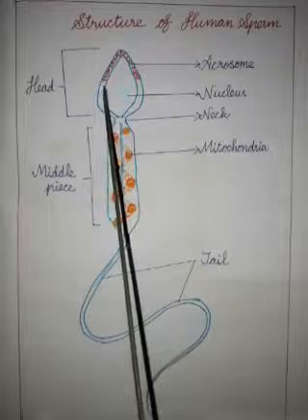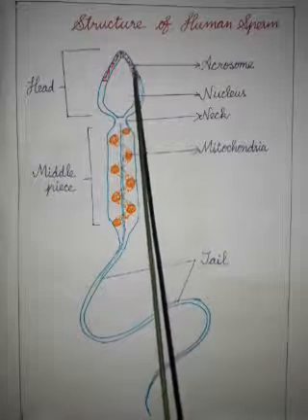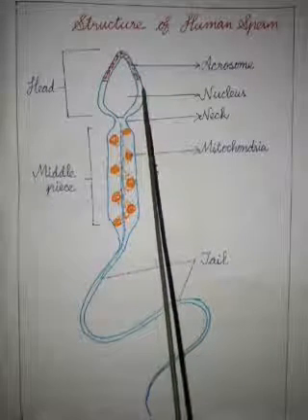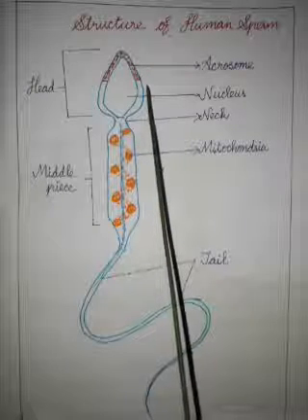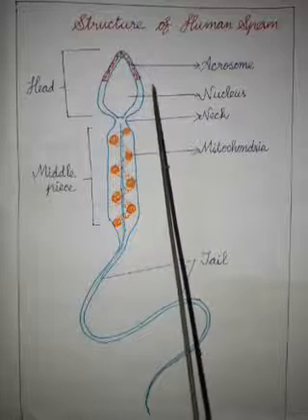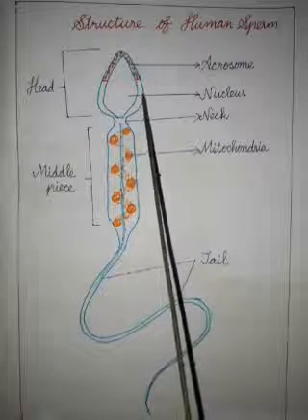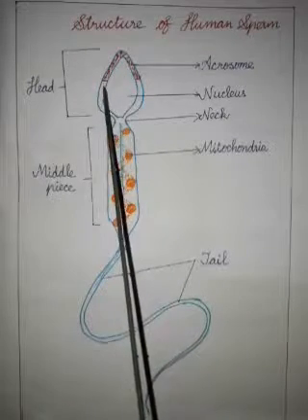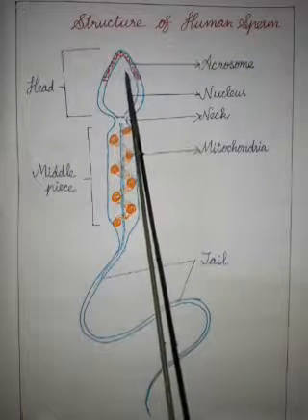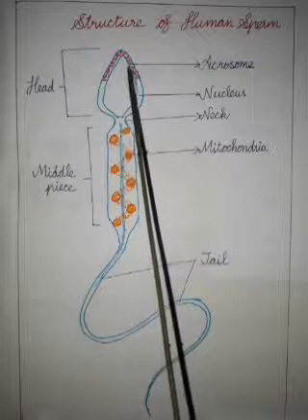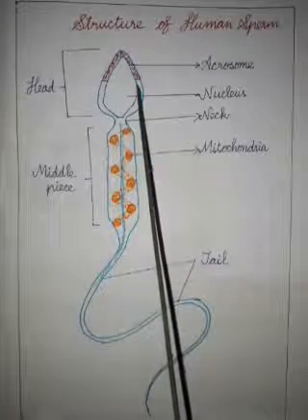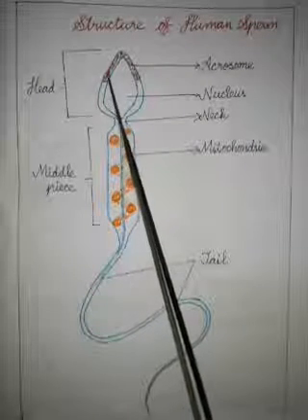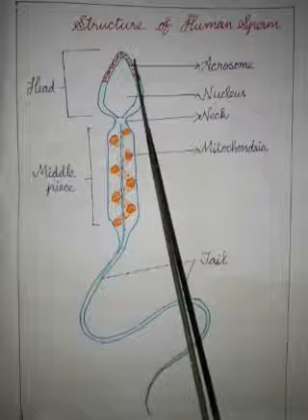Acrosome is a cap-like pointed structure which contains hyaluronidase, an enzyme which helps in penetrating into the ovum during fertilization. So when the male gamete and the female gamete fuse during fertilization, this proteolytic enzyme helps in penetrating the zona pellucida layer of the ovum and going inside. The hyaluronidase enzyme is also called the sperm lysin.